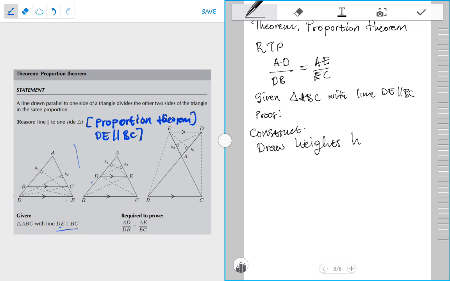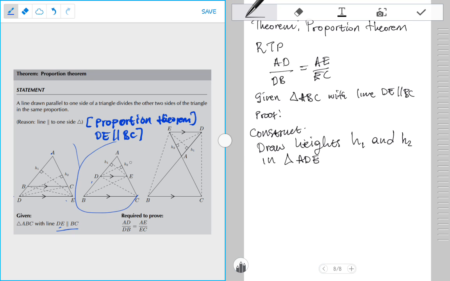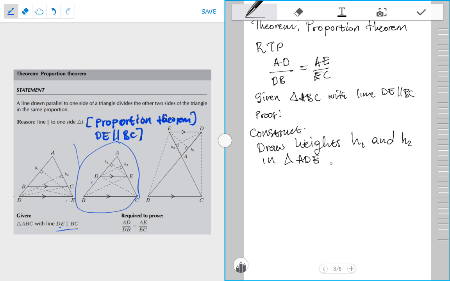According to this diagram it's H1 and H2, but sometimes you can say H and K, or name them whatever you like, because in some other books it's written H and K. So in triangle ADE, let's focus on this one so that it is simple, because most of your books have this one, the middle one.